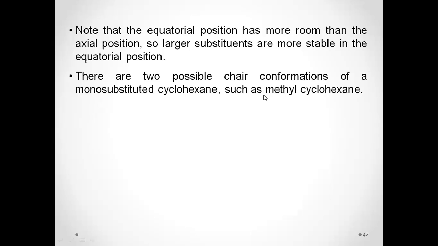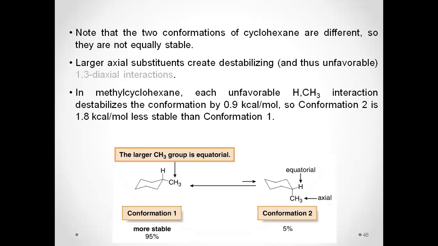Note that the equatorial position has more room than the axial position. So when we attach a substituent, it is more stable in the equatorial position than the axial position. For example, here we can see the 1,3-diaxial interaction. If the substituent is attached at the equatorial position, it is 95% more stable. But if it is attached at the axial position, it is only 5% stable.